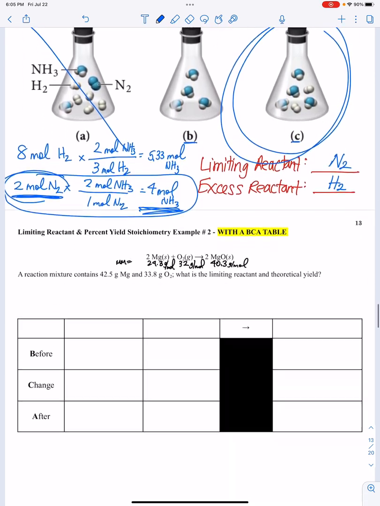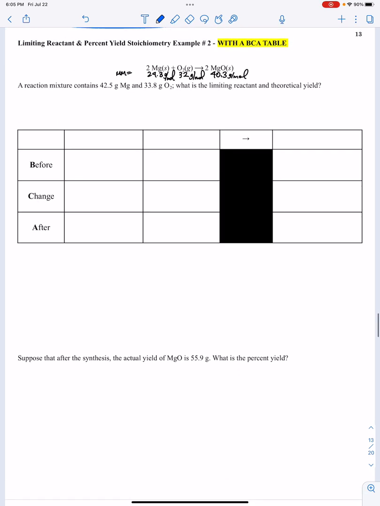All right, so now I'm going to bring us back to a BCA table. You may recall that in a previous lecture, I introduced you to a BCA table, and one of your exercises, I believe exercises 11 and 12, asked you to use a BCA table. BCA tables are great for regular stoichiometry, but BCA tables are the best for limiting reactant problems. I promise you, if you use the BCA table for limiting reactant problems, you're going to do yourself a good favor. So let's look at an example here that's going to be limiting reactant percent yield.